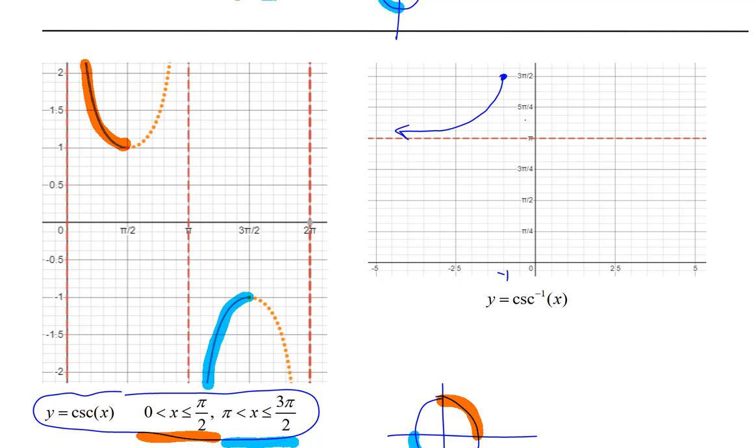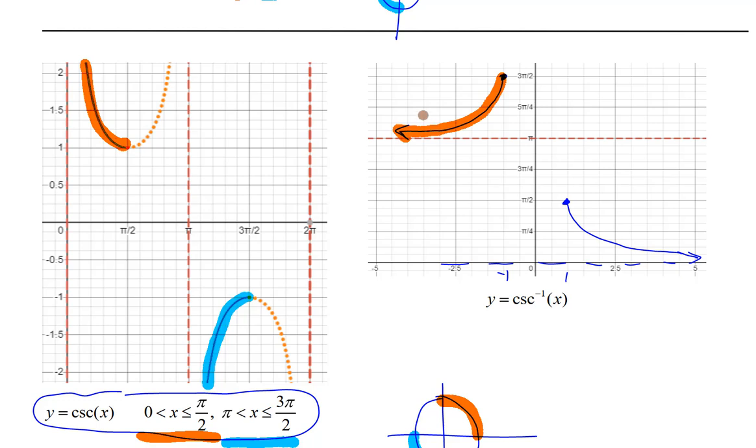But that's one piece. The other piece would start at the point 1, pi over 2. So we'll mark that as well on here, 1, pi over 2, which is halfway up the bottom half of what we're looking at. And then that branch would decrease and approach. There'd be a horizontal asymptote at 0. That branch would approach.